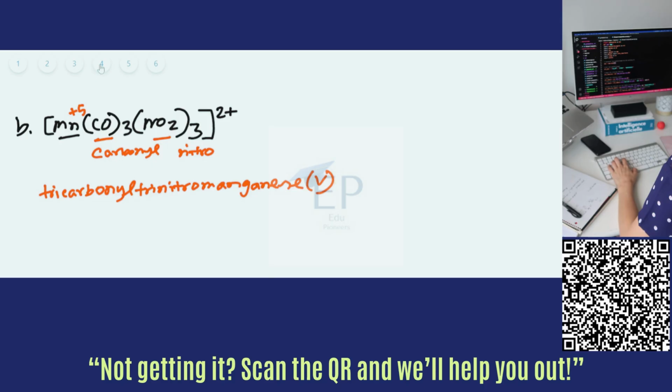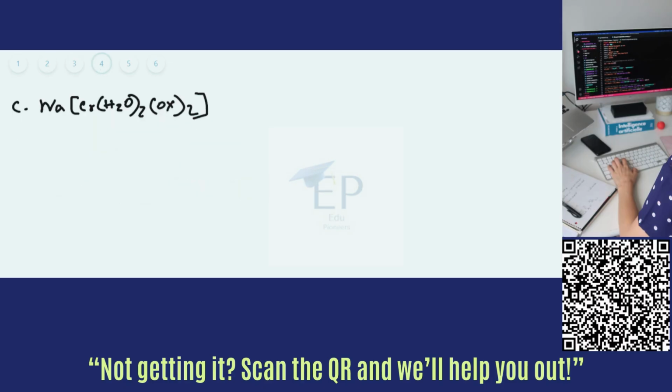And then let's go to the next one. Here we have 2 parts of a compound. The first part is a single sodium cation, and the second part is an anionic complex. So we have to start by writing the cation name, so it is sodium, and then we have to name this anionic complex.